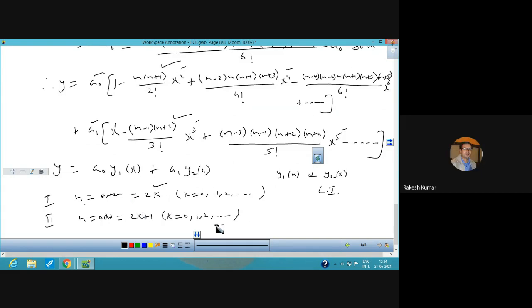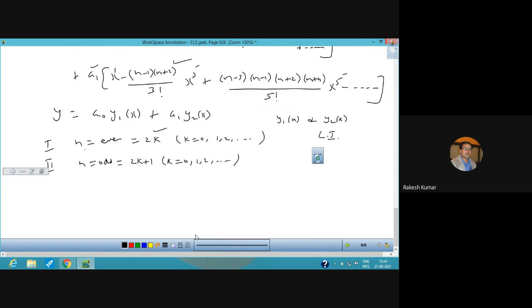So thus we see that in दोनों cases में जब n even और n odd है, we get two independent solutions. One is a polynomial of degree n and another an infinite series. The polynomial of degree n with a naught or a1 suitably adjusted such that the value of the polynomial equals unity is called Legendre polynomial of order n.